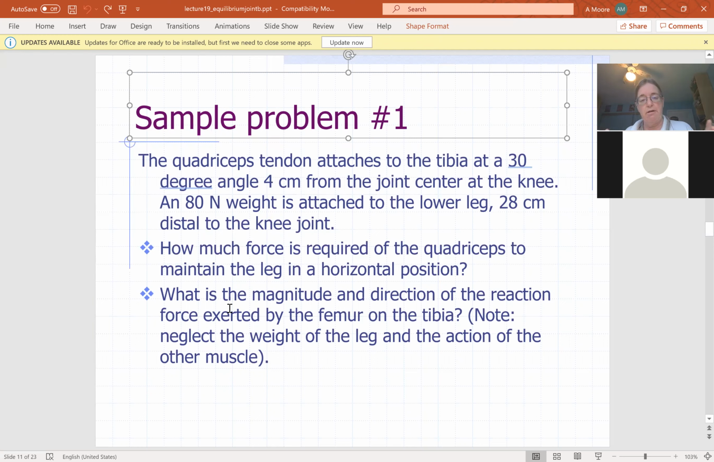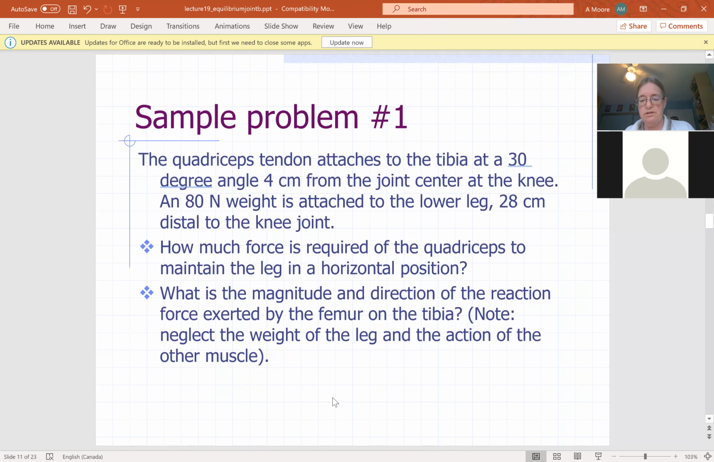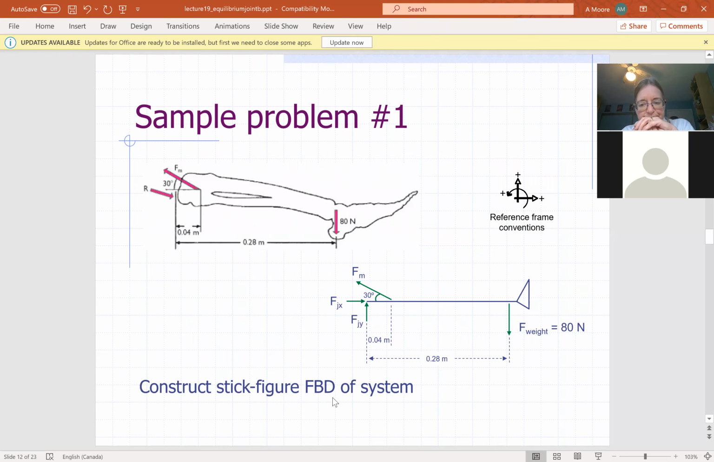So right there, as soon as you're trying to find what's happening in a specific muscle, or the forces at the joint, which is part B, and you've got the code words for equilibrium, you can use those three equations. So there you've got equations in those situations.